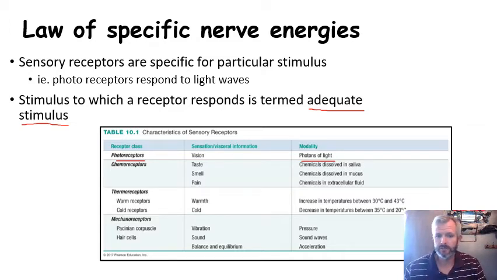For chemoreceptors, taste, smell, pain: chemicals dissolved in saliva, in the mucus for smell, and in the extracellular fluid for pain. Thermoreceptors respond to warm and cold, increases in temperature. And mechanoreceptors, you can see, have different adequate stimuli, where the Pacinian corpuscles respond to pressure and hair cells respond to sound waves.